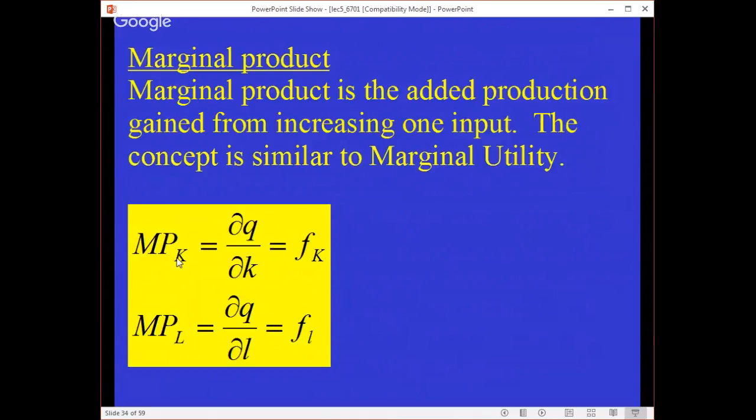So the marginal product of capital, which we denote as MPK, is simply the partial of Q with respect to K, and I'll denote that by F_K. The marginal product of labor, MPL, is the partial of Q with respect to changes in labor, and I'll denote that by F_L.